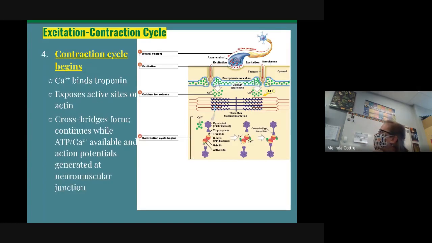The next stage is the contraction cycle begins. So the calcium, again, plays this role. It binds to the troponin, and then that tropomyosin cord is slipped out of the way of the active sites on the actin. That allows the myosin heads to actually form a cross bridge as long as ATP and calcium is available. So this contraction cycle continues.